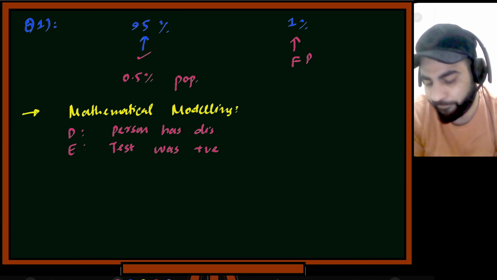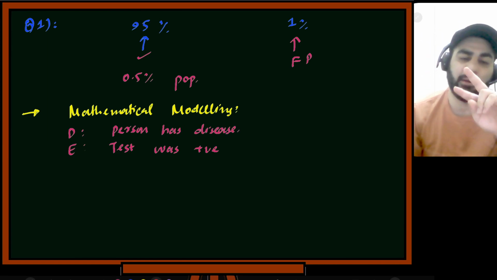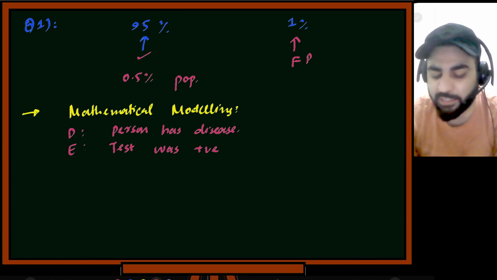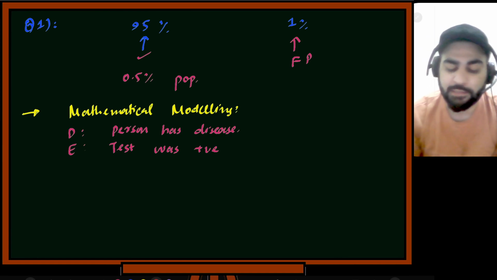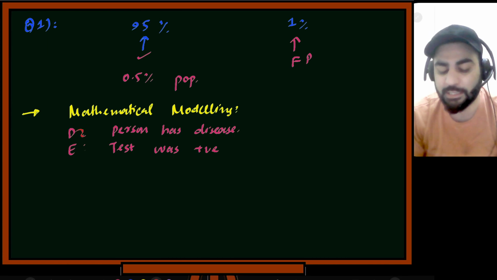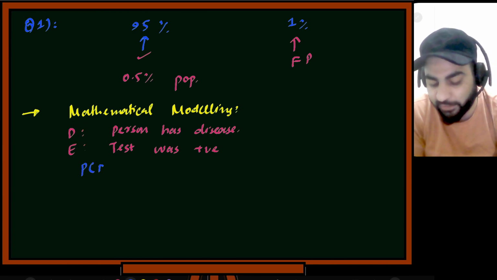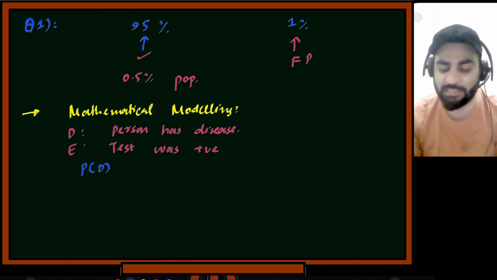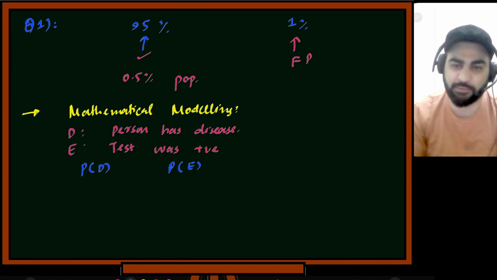Now I have mathematically modeled. I have brought in at least two variables. I have named these English statements with one word each. These things we'll call random variables; when we shift to the next topic, we'll call these random variables there. Now if I write probability of D, this means the probability that the person has the disease. If I write probability of E, this means the probability that the test was positive.